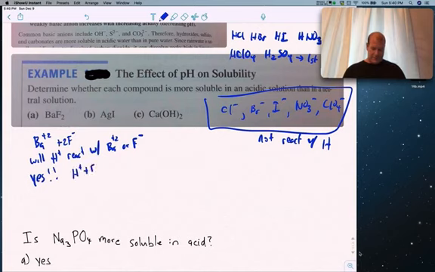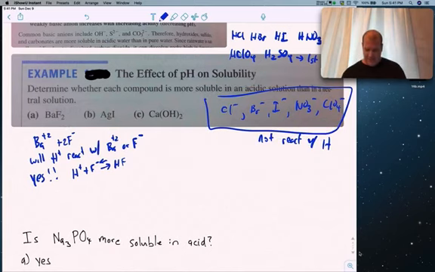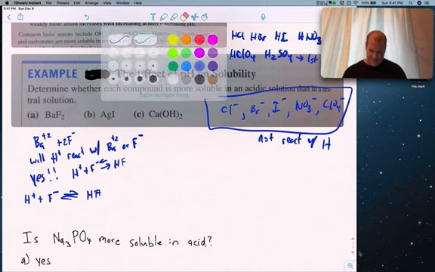H plus F minus will form HF. I should be able to go back and forth. And we know that because F minus is not one of these ions. Okay, so if you memorize those and the fact that they will not react with H, you know that F minus will react. And so this relationship, H plus F minus in equilibrium with HF, look at this.